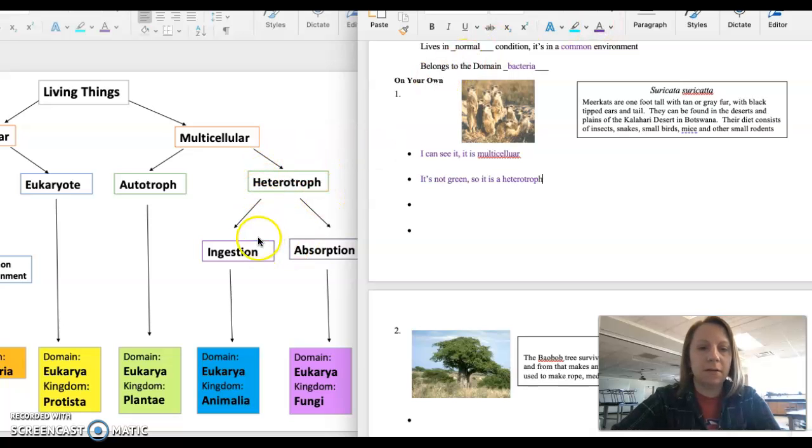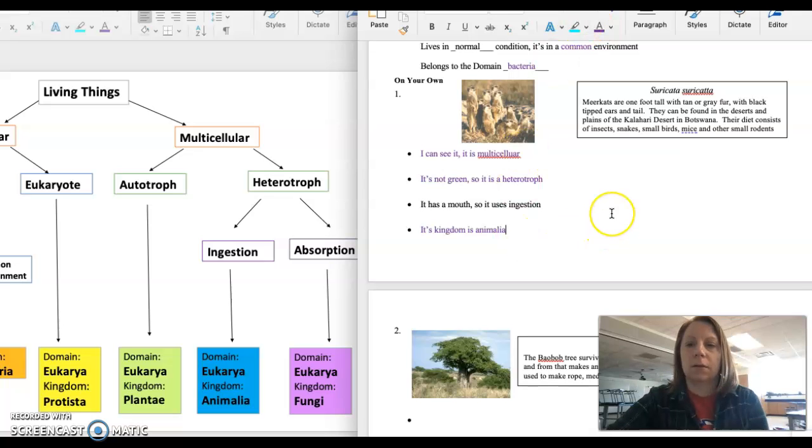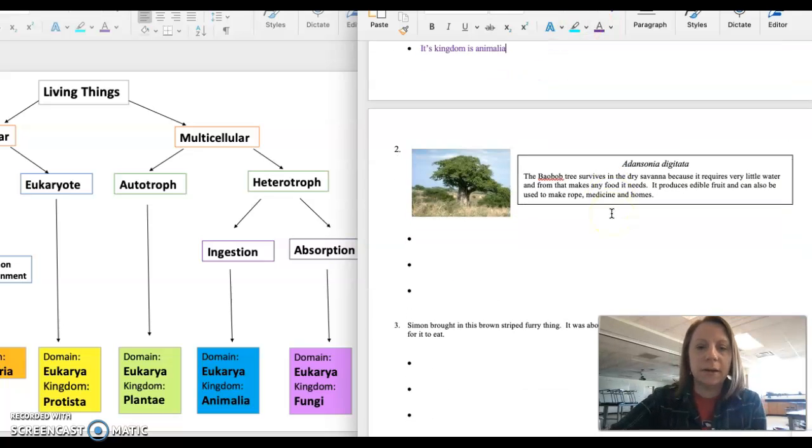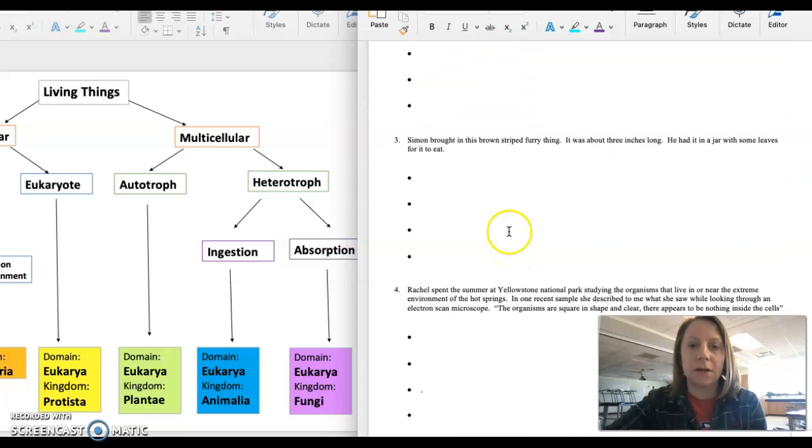Now that I'm here, I need to decide, does it have a mouth for ingestion or not? Well, yeah, obviously it has a mouth. Look in the picture. So it has a mouth. So it uses ingestion. Therefore, I know, going down, it is in kingdom Animalia. There we go. So go ahead and try the last 3. When you turn it in, I will grade it and make corrections as needed.